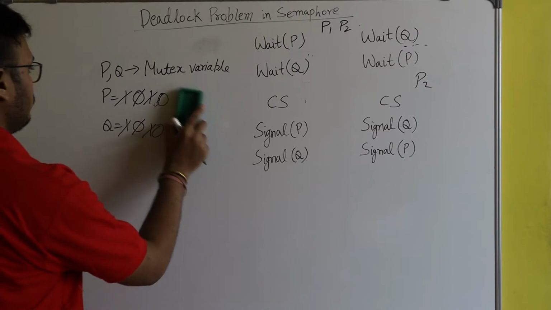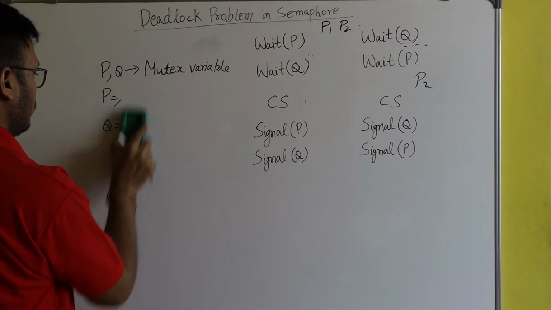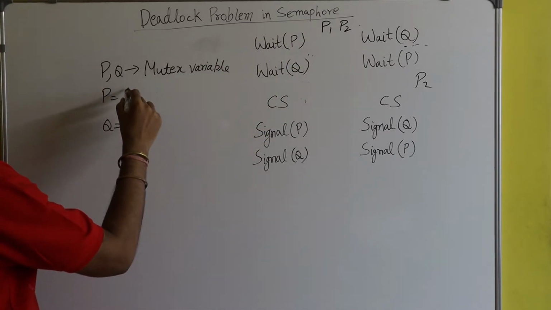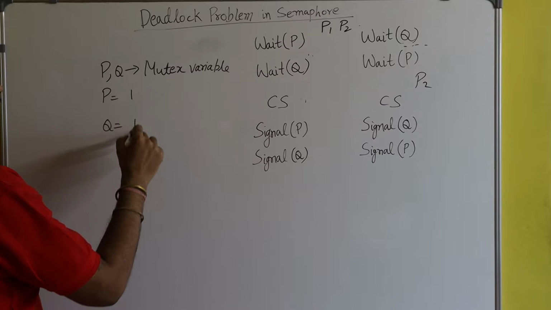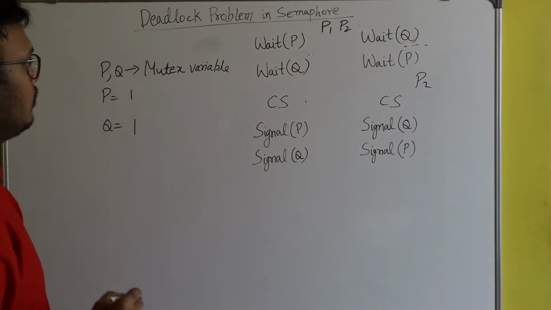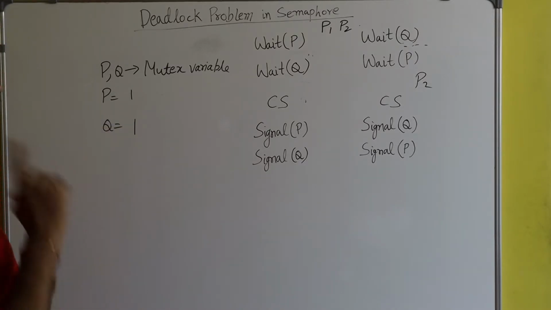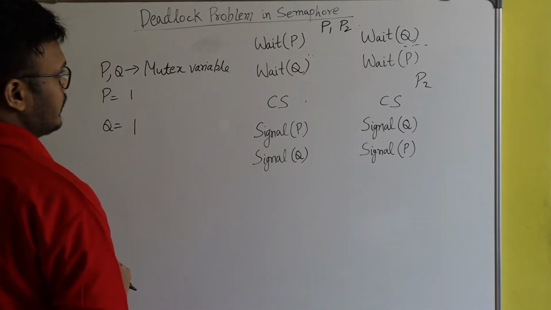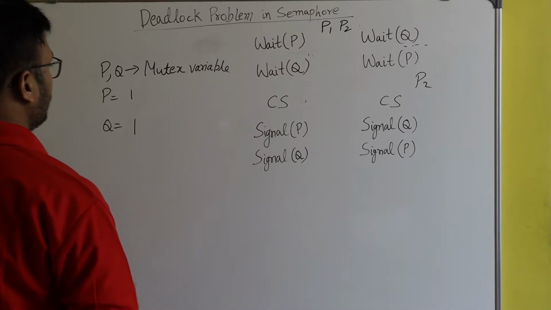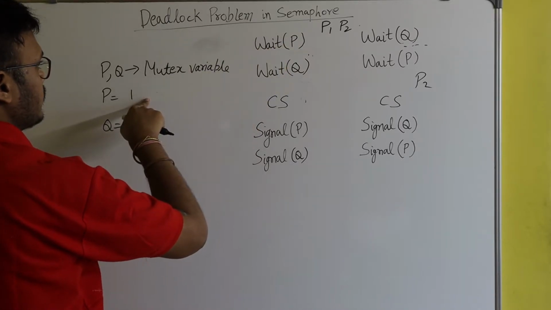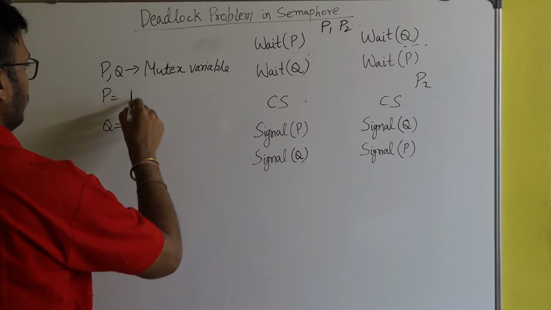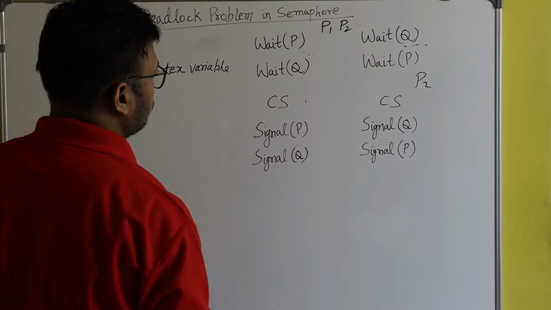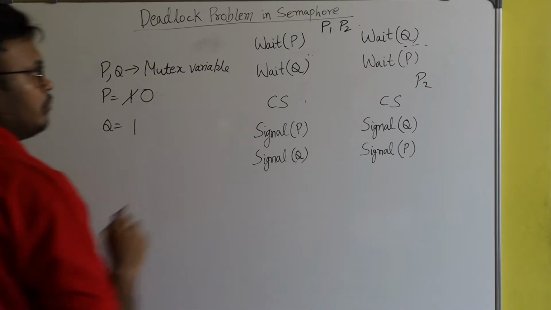Let's start from the beginning. Now suppose P and Q are both 1. Suppose P1 tries to enter the critical section. Now P1 will make P 0. After that, P1 will come here.